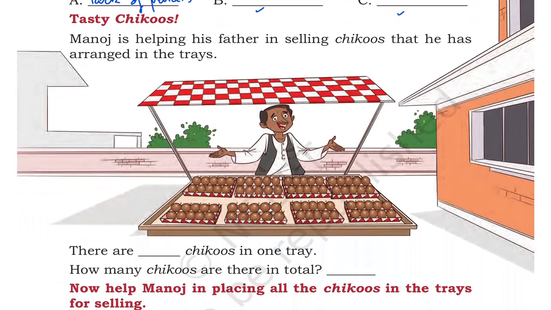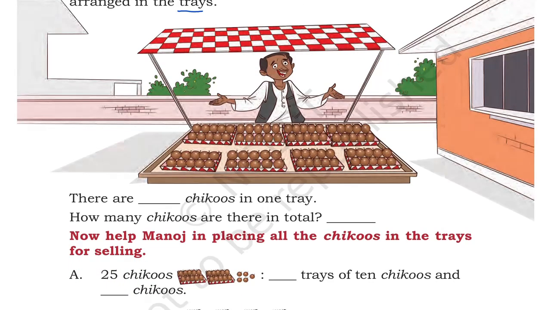Tasty chikus. Yum! It's the season of chikus. Manoj is helping his father in selling chikus that he has arranged in the trays. I see, very well arranged. Question says, there are dash chikus in one tray. All right. Now, this is one tray and we are supposed to count the number of chikus in one tray.